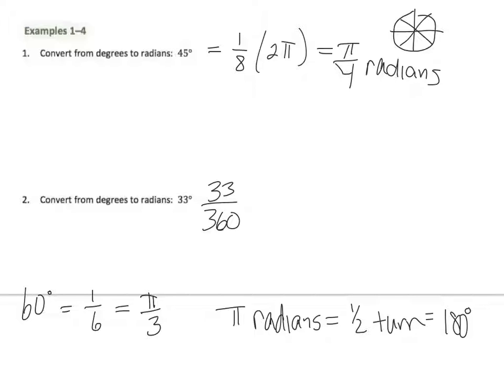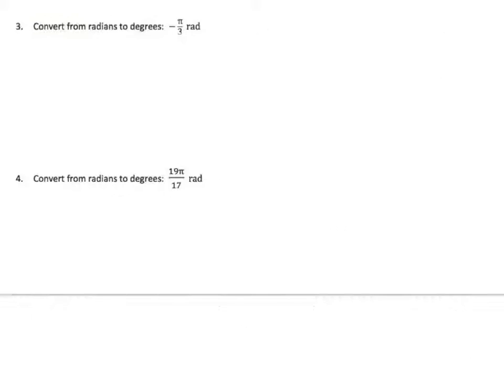So that's the fraction of the turn. Let's multiply that by 2 pi. A little bit messy, but that would be 11 over 60 pi radians. Notice how we keep the pi there. We don't multiply that pi out. We leave it as part of the answer.